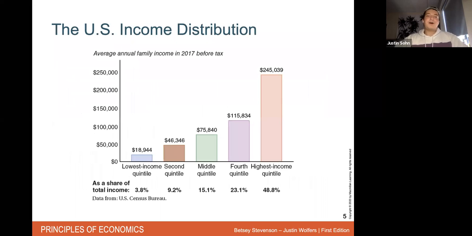Now, moving forward, we're going to talk a little bit more about income inequality. Income distribution in the United States is what's depicted in this graph. It's the average annual family income in 2017 before taxes. You can see that in the title of this chart.